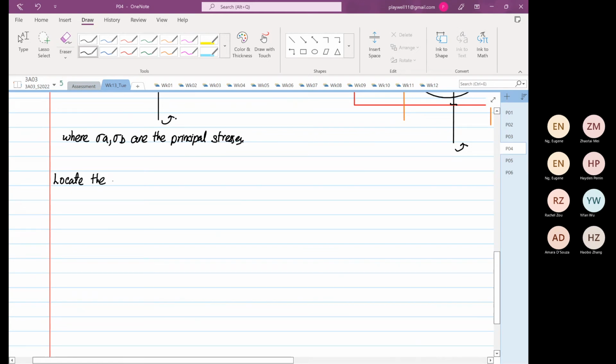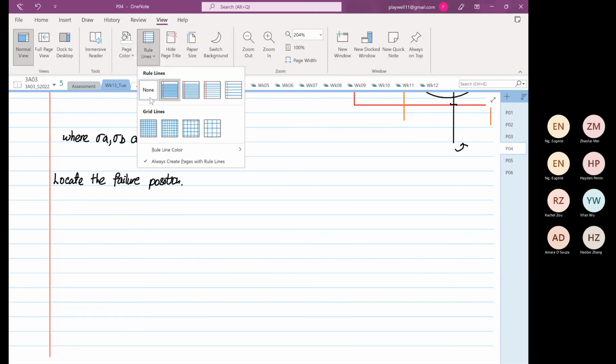the position or the failure position. So that's where we now do failure analysis. Okay, locate the failure position. So we are going to look at the YZ plane. I'm going to sketch the YZ plane.